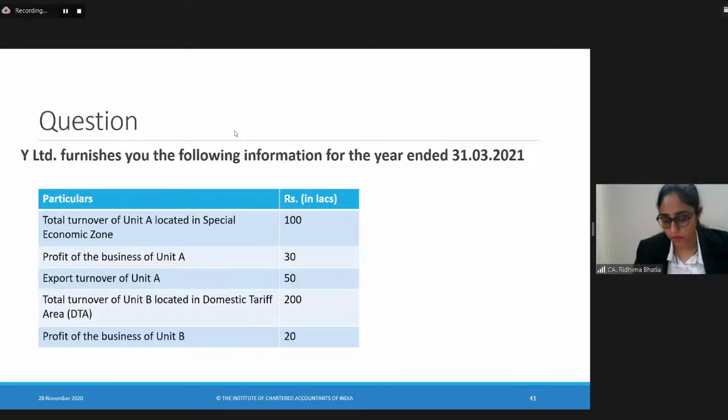Good, Aman, very good. 15 is the correct answer. Simple, guys. You don't have to see your domestic tariff area information. You just have to pick your by 100. There is no deduction under section 10AA. You will write it specifically for unit B.